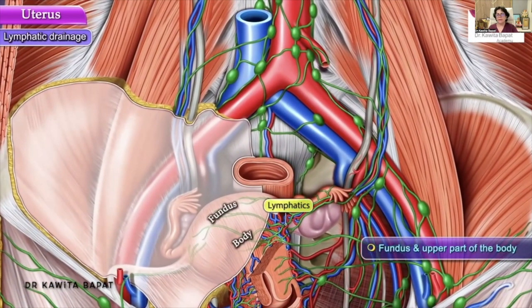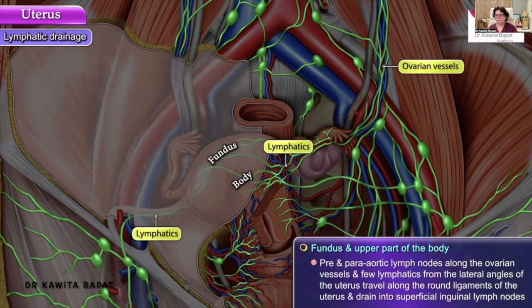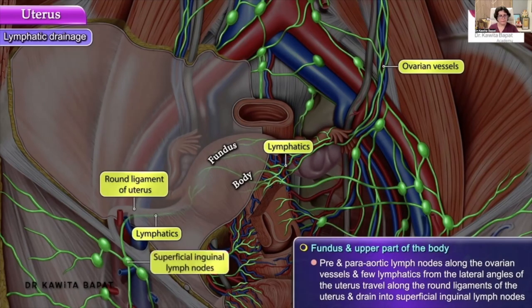Now the lymphatic drainage of the fundus and upper part goes to the pre- and para-aortic lymph nodes along with the ovarian vessels. A few lymphatics from the lateral angles of the uterus travel along the round ligament of the uterus and drain into the superficial inguinal lymph nodes.